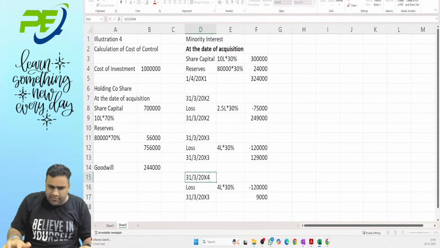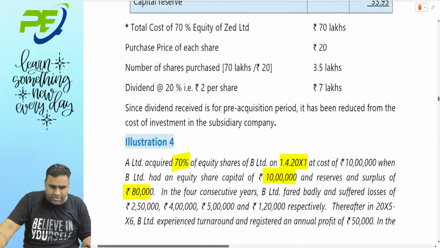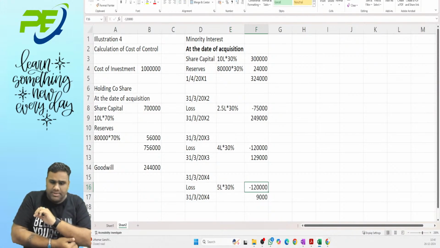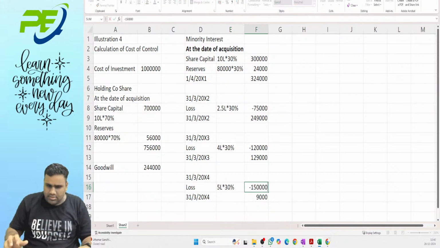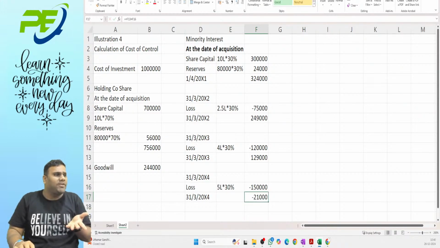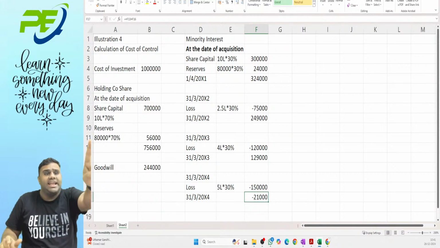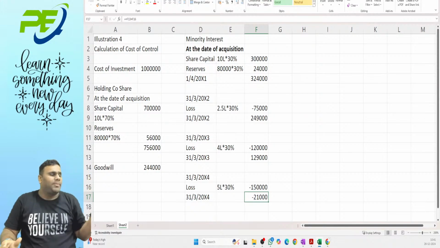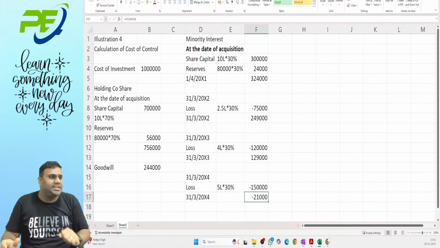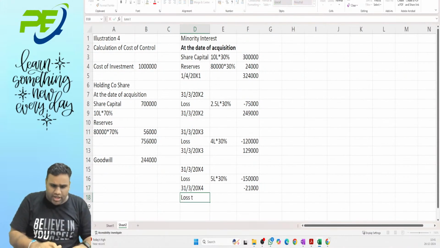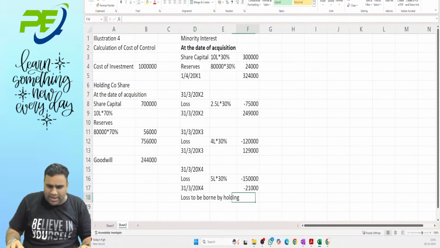Now 20x4. Loss of 5 lakhs into 30% is minus 1 lakh 50,000. So minus 21,000. Possible? No. Minority interest cannot be less than 0. So this 21,000 we cannot change; it will come like this only. Now one more line I need to add: loss to be borne by holding, 21,000, and it will become 0.